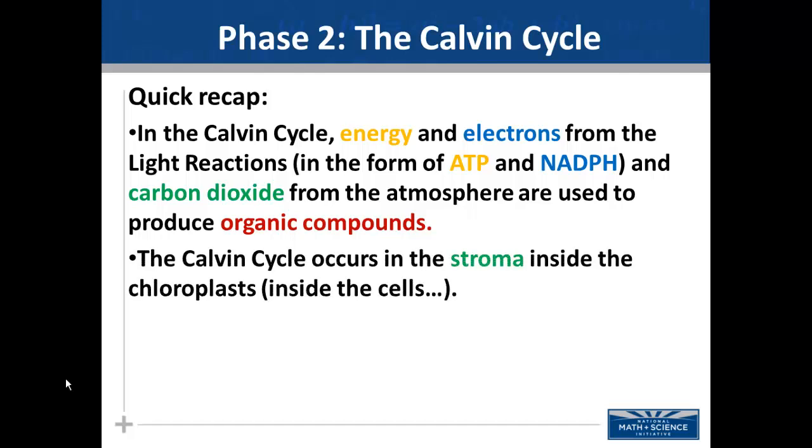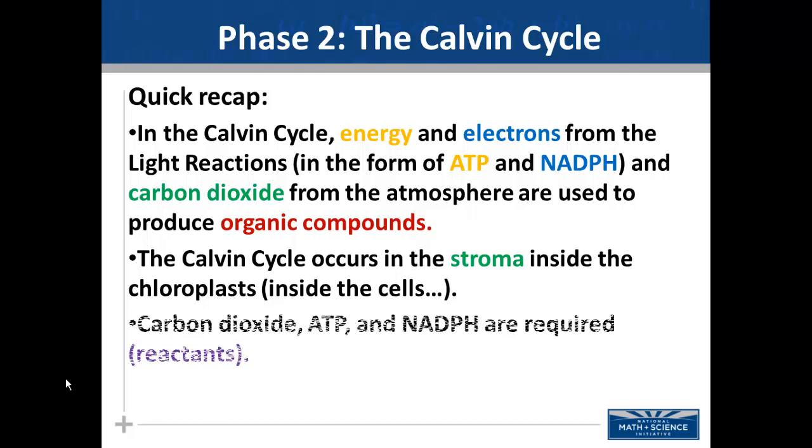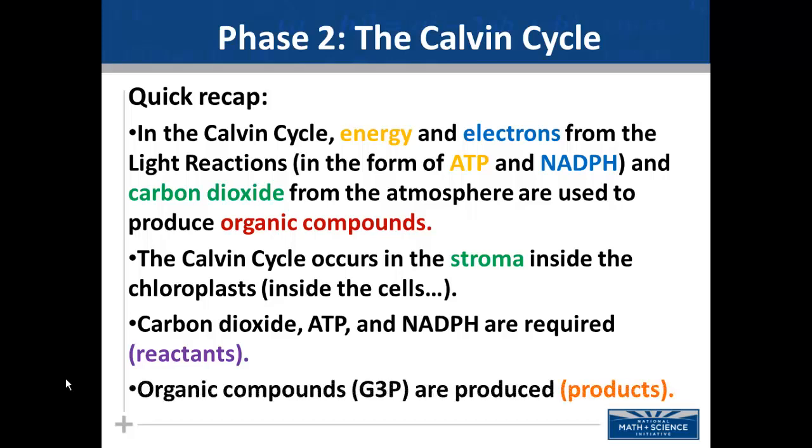The Calvin cycle occurs in the stroma, which is inside the chloroplast, which is inside the cells, which are inside the leaves. So if we're talking about plants, just remember the scale is important. Carbon dioxide is required, ATP is required, and NADPH is required in order to run the Calvin cycle. And what's produced are organic compounds like G3P, and those are our products.